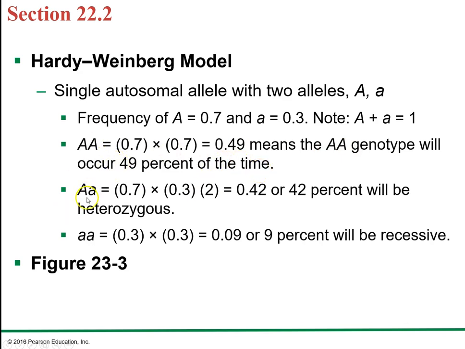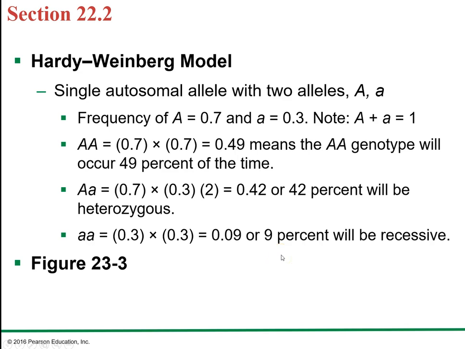If you talk about the frequency, the probability of being a heterozygote, it's 0.7 times 0.3, times 2, or 0.42, or 42%. If you talk about little a, 0.3 times 0.3, or 9%.